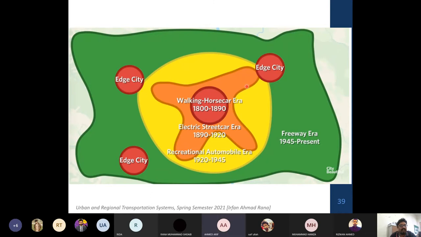Yes, sir, absolutely. In the future, if there is no option of extending the road network, these three main roads will remain the primary influencer, which will shape your city. Anyone else who wants to give an example? Anyone from Faisalabad?